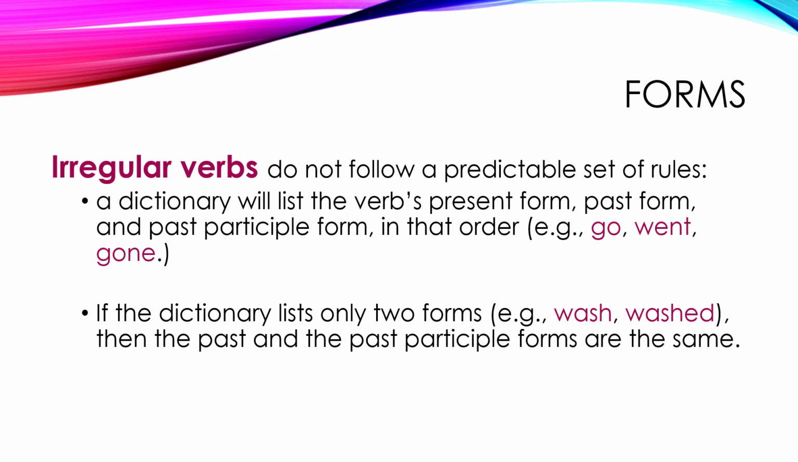Irregular verbs do not follow a predictable set of rules. A dictionary will list the verb's present tense form, past form, and past participle form in that order. Go, went, gone, for example. If the dictionary lists only two forms, like wash and washed, then the past and the past participle forms are the same, and it's a regular verb.